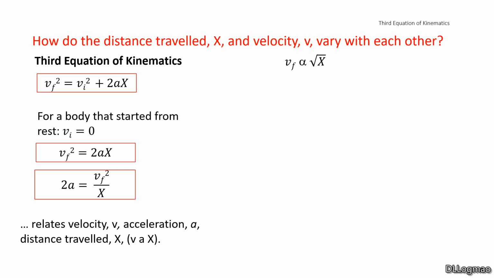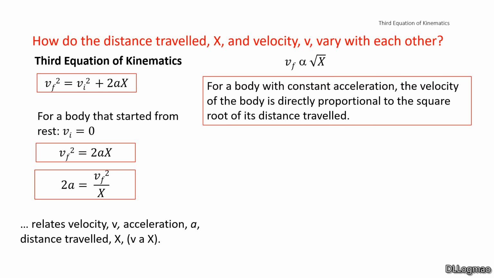For a body with constant acceleration, the velocity of the body is directly proportional to the square root of its distance traveled. How does the graph of velocity and the square root of distance traveled look like? The graph of velocity versus the square root of distance traveled is a straight line graph sloping upward to the right.